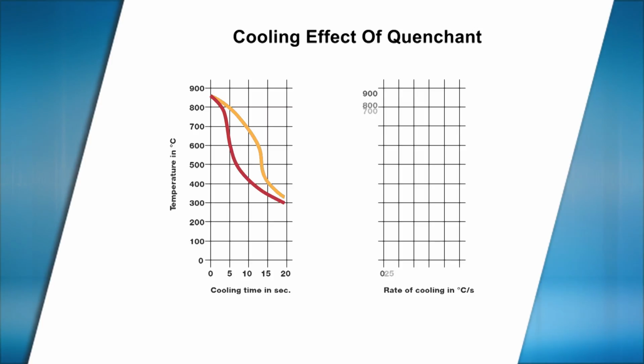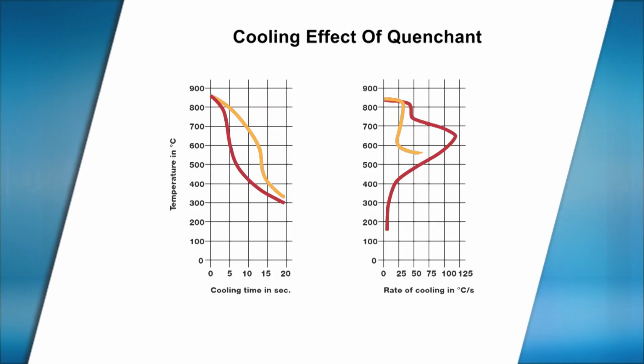Now we move on to the rate of cooling curve on the right side of the diagram. Here, the red line indicates the typical cooling characteristics of the faster quenching oil, as compared to the yellow line, which depicts slower cooling rate of the quenching oil.